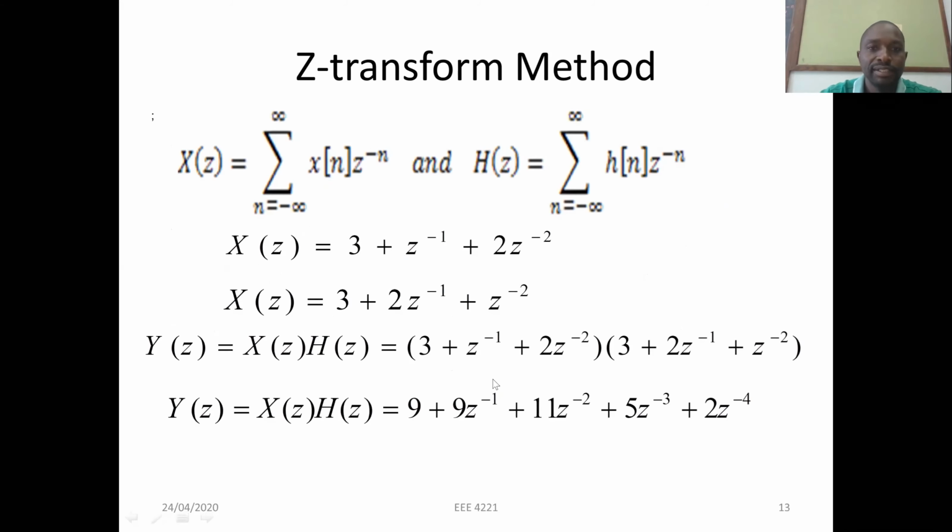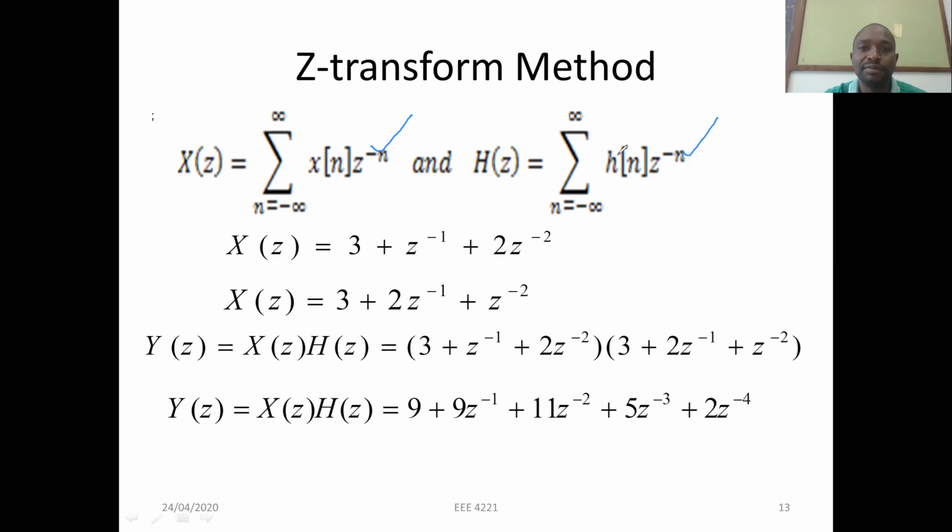Okay, so in the example we've just been looking at above, we notice that Z transform by definition is given by X of Z equals the summation from n equals minus infinity to positive infinity of X of n Z to the power minus n. That's for the first signal. Then you also do the Z transform of the second signal, H of Z. Again, summation from minus infinity to positive infinity, H of n Z to the power minus n.